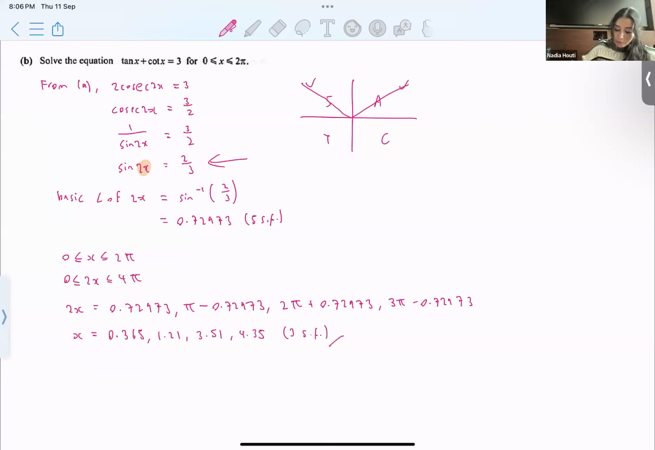So for this question, you have to answer in radians because they gave you the range in radians as well. So you just follow the same units for the angle.